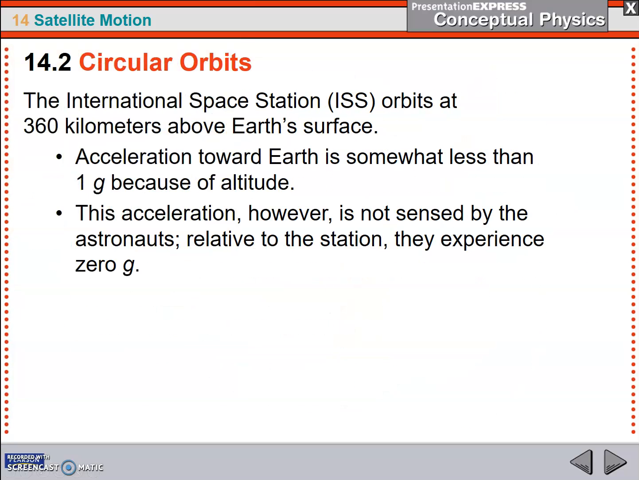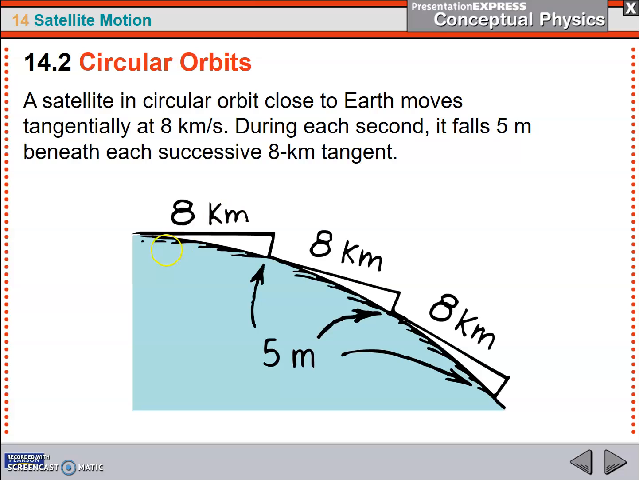Where's that picture? I'm trying to get to one. Here it is. So here's the way it works. It goes 8 kilometers and it falls 5 meters. And it hasn't hit the Earth yet, so it's still moving 8 kilometers a second. And then it falls 5 meters down, but it hasn't hit the Earth yet. It goes 8 kilometers out and falls 5 meters. So this is exactly how, if there's no air, you can throw a ball.